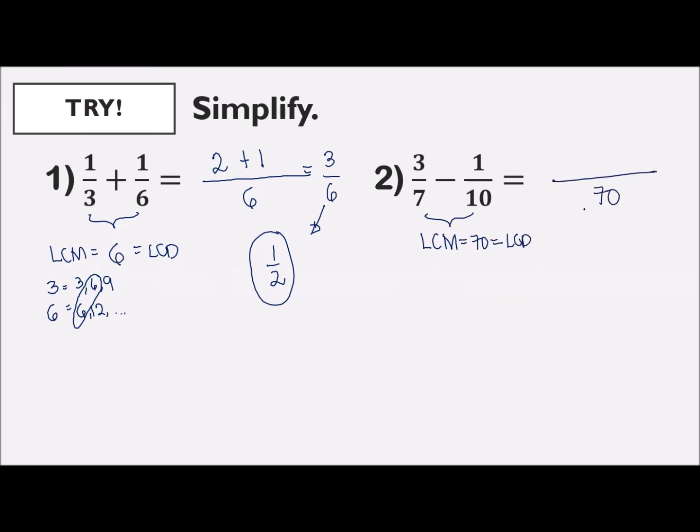So, 70. 70 divided by 7 is 10. 10 times 3 is 30. Then 70 divided by 10 is 7. 7 times 1 is 7. Then minus 30 minus 7, the answer here is that is 23. Okay. Then 23 divided by 70, that is already the simplified form. So 23 over 70 ang ating sagot. Okay? I hope that is clear.